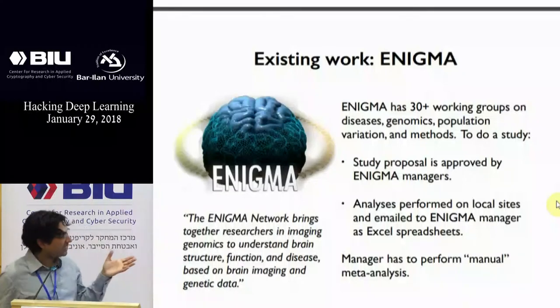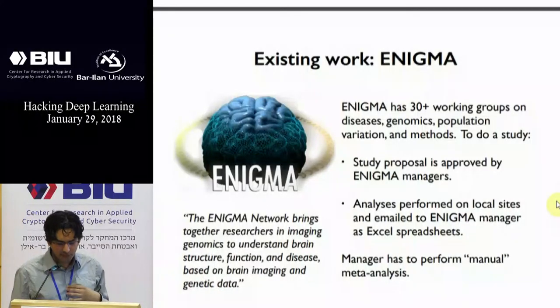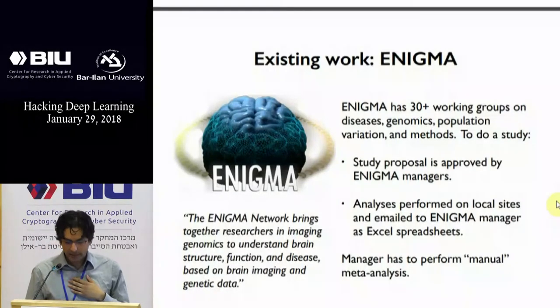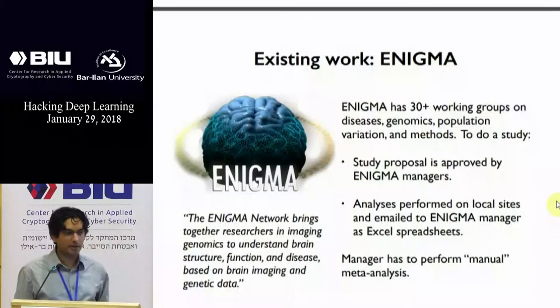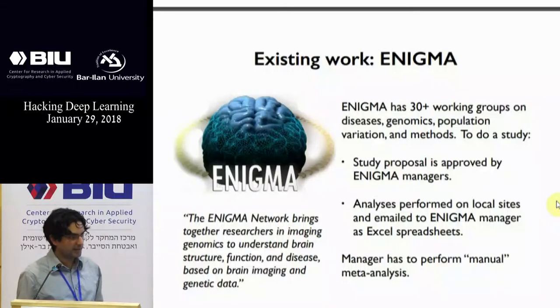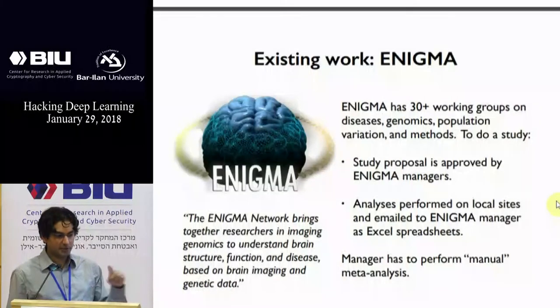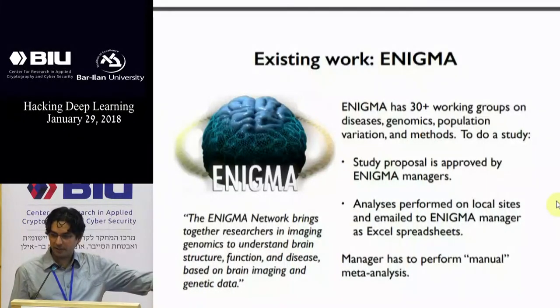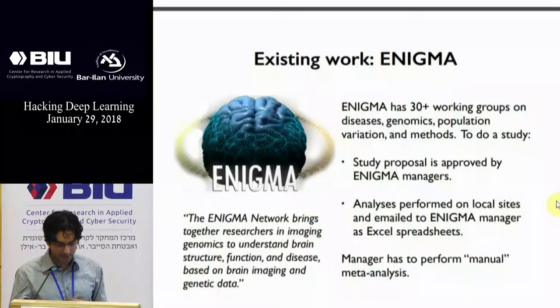The current state of the art, if you like, in neuroimaging is this thing called the Enigma project. It's an international project. It has a lot of working groups on different diseases. But basically, it is an algorithm that operates through email and Excel spreadsheets. You propose a study to the people running the Enigma consortium, and they say, okay, this is good. And then you send your code to everybody whose data you want to use. They run it, it generates a CSV file, say with the regression parameters. And then you email the CSV files to the person running the study, who then averages the regression parameters, maybe in Excel.